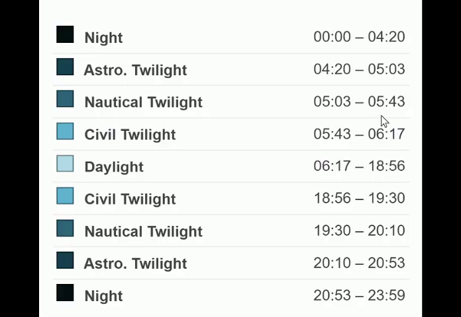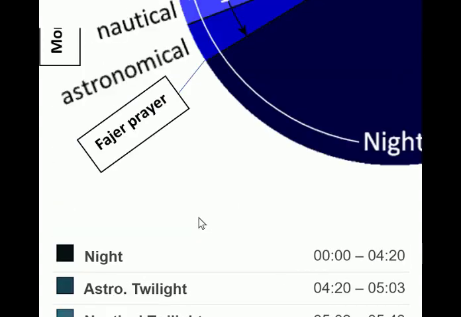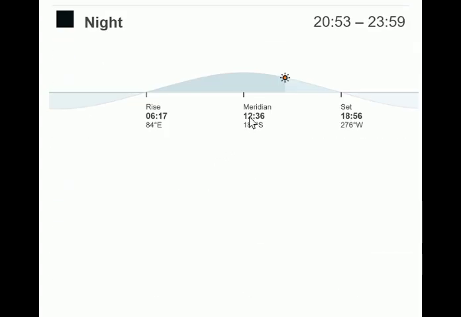So to illustrate, I have this table here from the website timeanddate.com. We can see here the 3 stages of the morning twilight and the 3 stages of the evening twilight. So the beginning of the morning astronomical twilight is at 4:20 a.m., which is the time of Fajr prayer, and ends with the end of morning civil twilight, which is at 6:17 a.m., which is the sunrise. Moving to the second prayer, which is the Dhuhr prayer, the same website shows us that the highest position of the sun in the sky is at 12:36 p.m., which is the time of Dhuhr prayer.